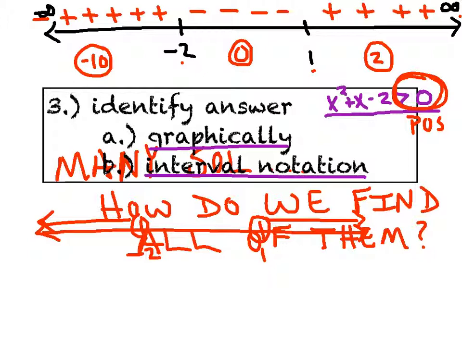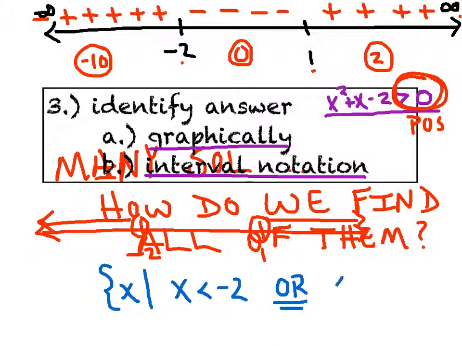Now, part B, in order to identify our answer using interval notation, we're simply going to use some notation that we used in the second week of school, where we said all values of x such that x is either less than negative 2 or x is greater than 1. Any x value that falls within those two intervals is a member of our solution set. You've now finished your first quadratic inequality. Let's try a second one.